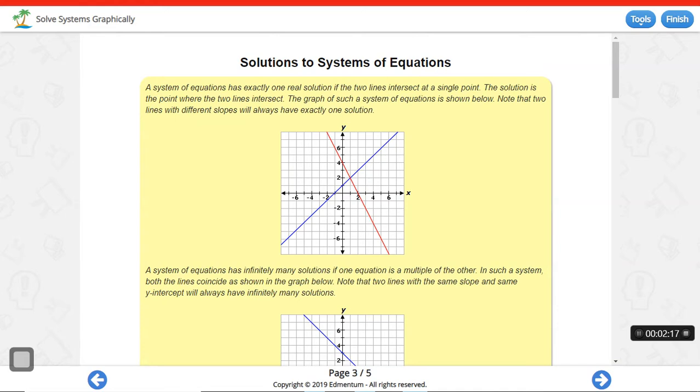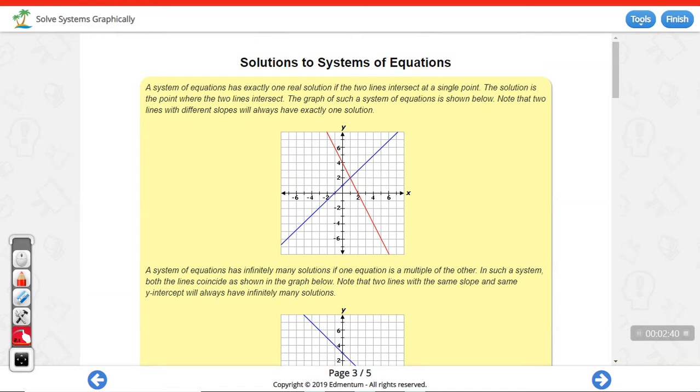Note, two lines with different slopes will always have exactly one solution. Basically, they're saying if the two lines have different slopes, they're going to intersect at one point, and that one point is the solution to the system. Again, there's an infinite number of points on both lines, but there's only one point that's on both lines, and therefore there's only one point that will make both equations true.